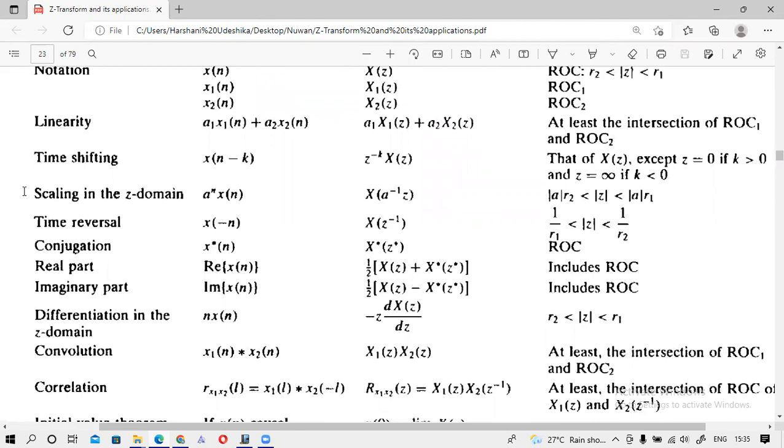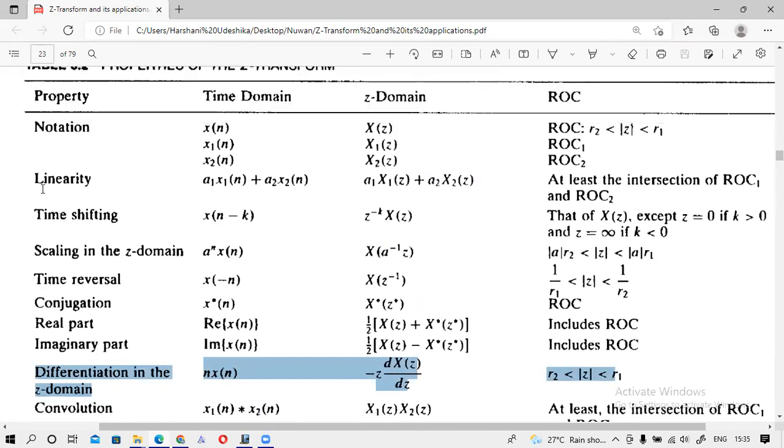We have just learned this one, though maybe we still haven't completely understood it. And we have this property. It is sometimes also called the multiplication property, multiplication by n, or differentiation in the Z domain. This property also you should learn.